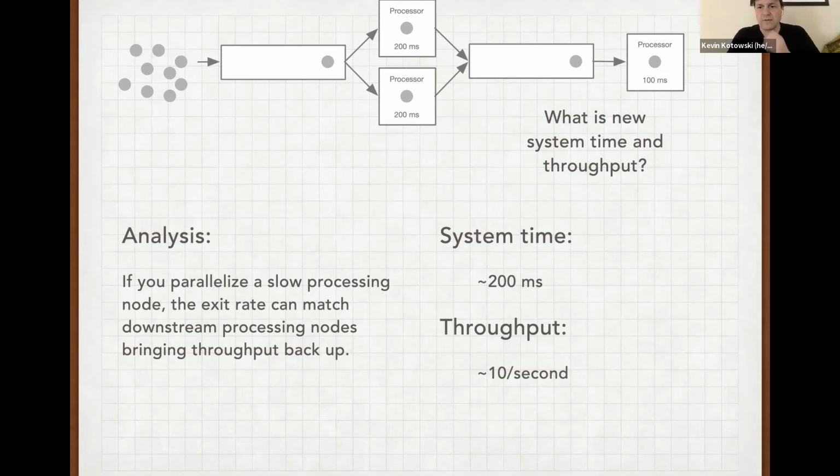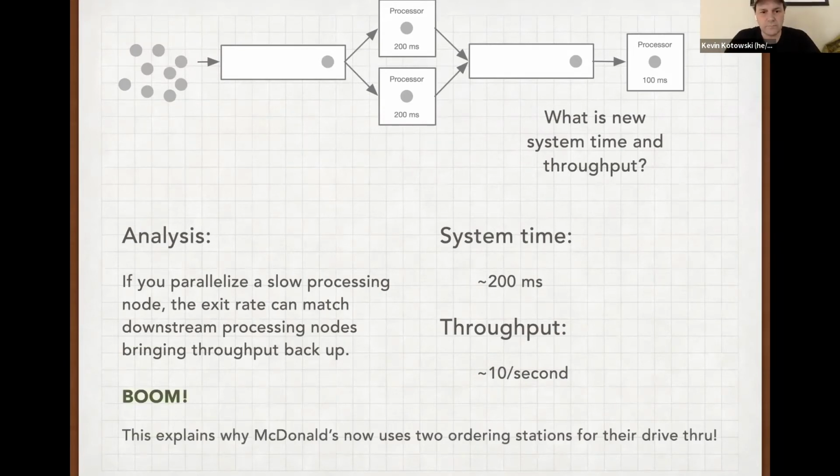Yeah, Jeff, you're exactly right. Nothing. What will happen is that second queue will get really big because now we've got an exit rate from the first set of parallels where every 200 milliseconds, 3 customers are coming out, but the downstream processor can only deal with one every 100 milliseconds. So it starts to get overwhelmed. And this explains why McDonald's is now using 2 ordering stations for the drive-thrus.